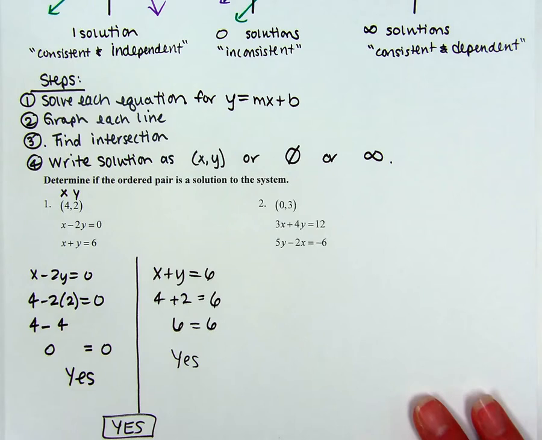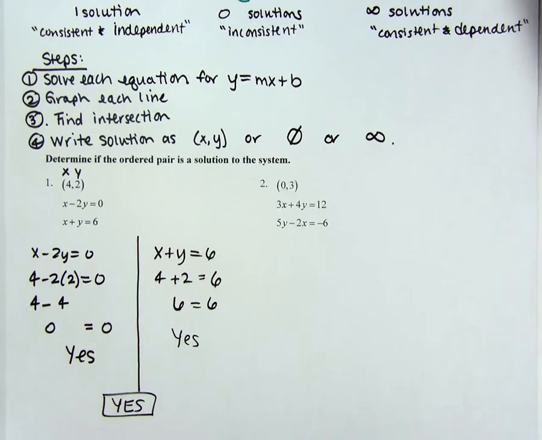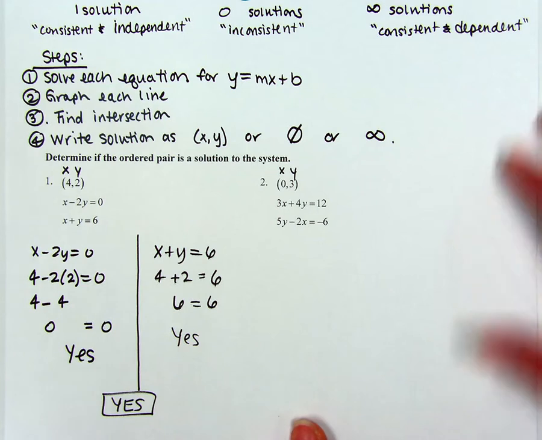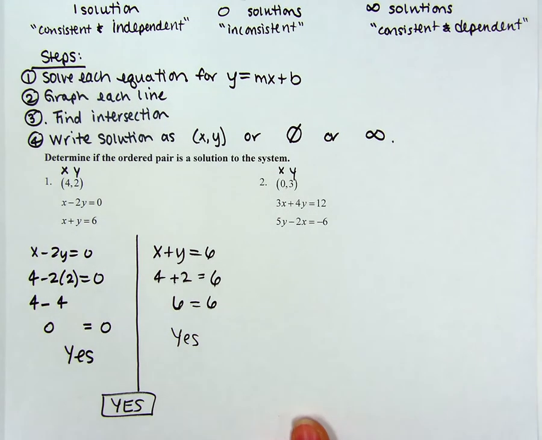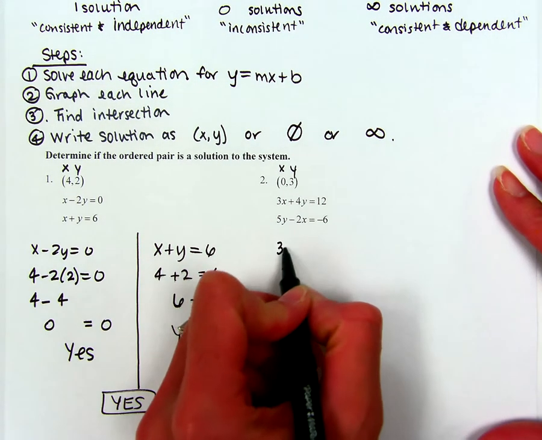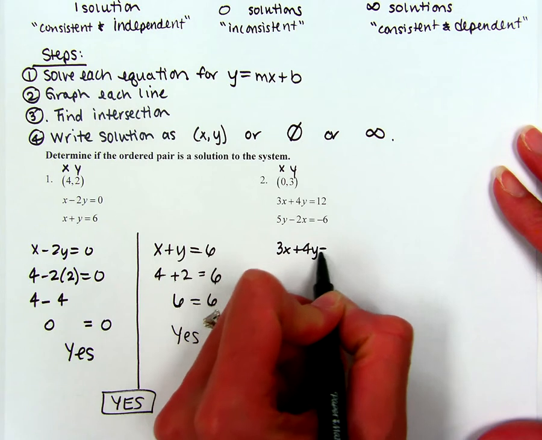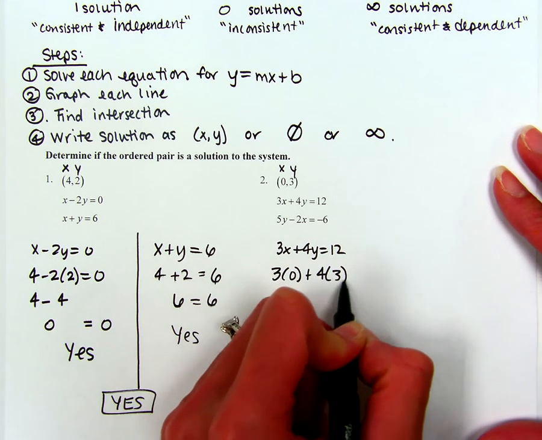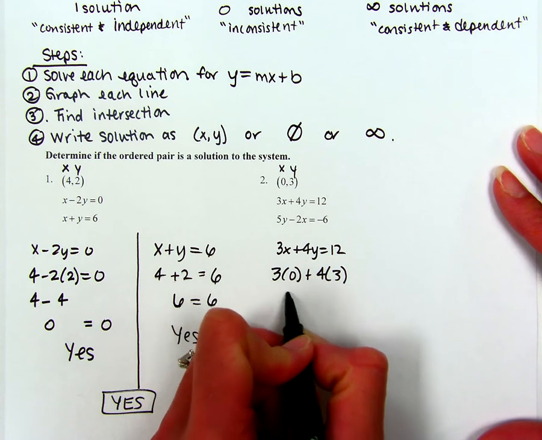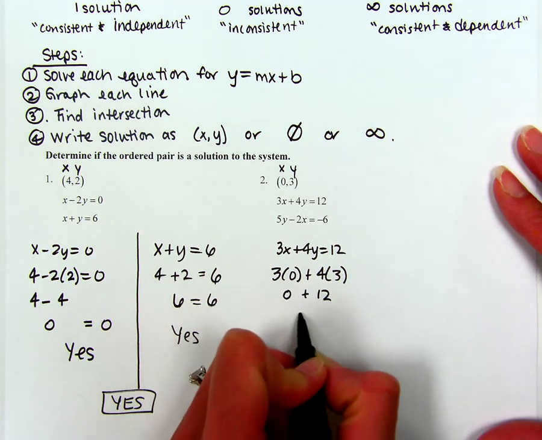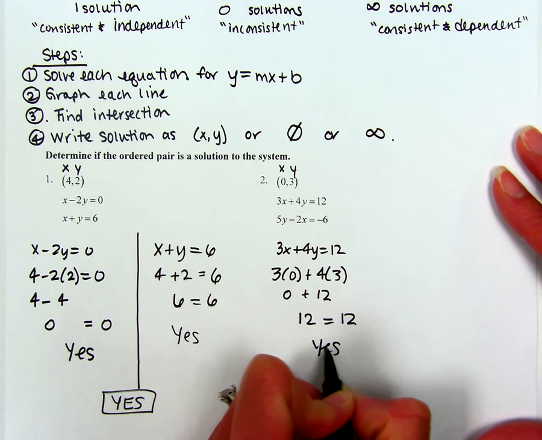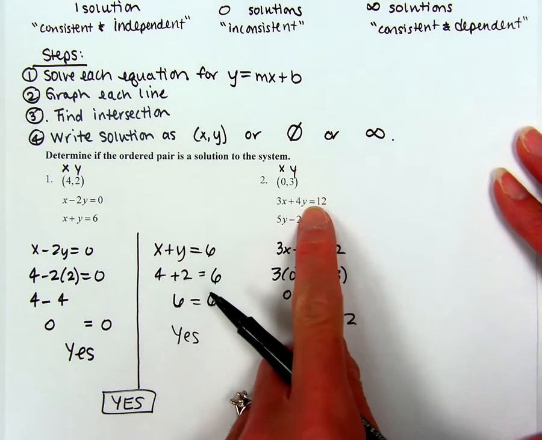All right, for the second problem, I've got 0, 3. 0 is my x, and 3 is my y. So I'm looking at the first equation, 3x plus 4y equals 12. 3 times 0 plus 4 times 3. And I'm going to do 3 times 0 is 0 plus 12. 0 plus 12 does equal 12. So that is a true statement. So it is a solution to that equation.